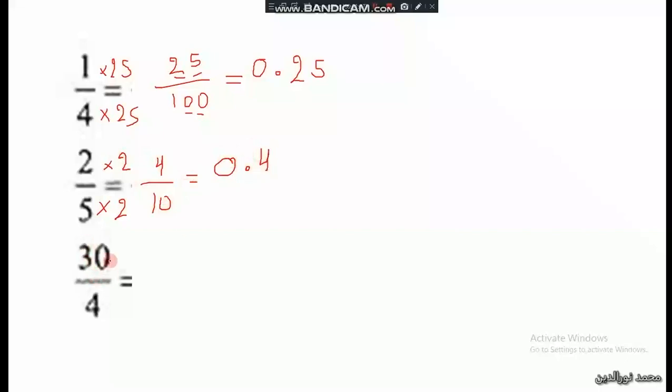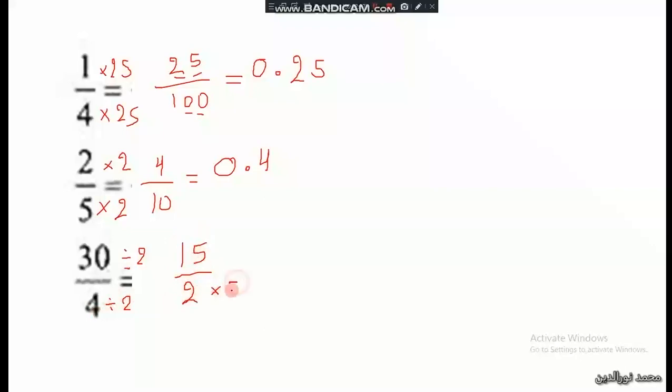Here we have 30/4. So here we can use this fraction and multiply 4 by 25 to become 100, or we could simplify this fraction. It's divisible by 2, and here is divisible by 2. So 30 divided by 2 is 15, and 4 divided by 2 is 2. And then we work on this fraction, 15/2.